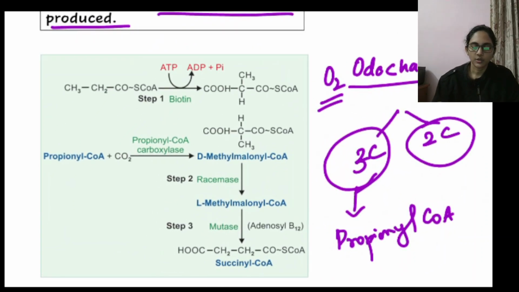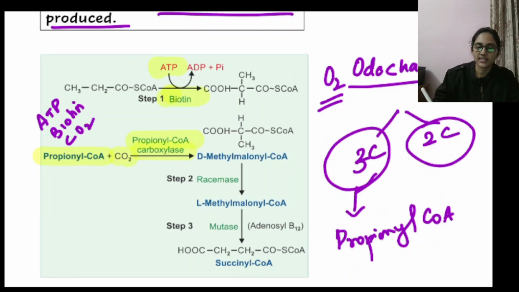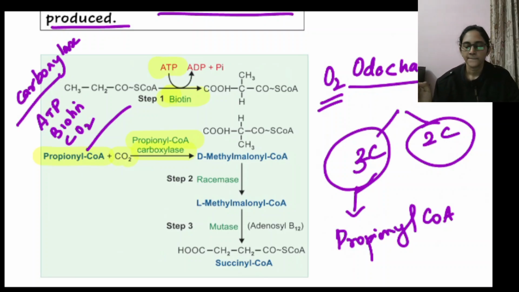Now this propionyl CoA, with the help of the enzyme propionyl CoA carboxylase, which has its cofactor as biotin, also needs ATP and CO2. So what does this carboxylase reaction need? It needs ABC: ATP, biotin, and carbon dioxide or bicarbonate. Any carboxylase reaction needs ABC.